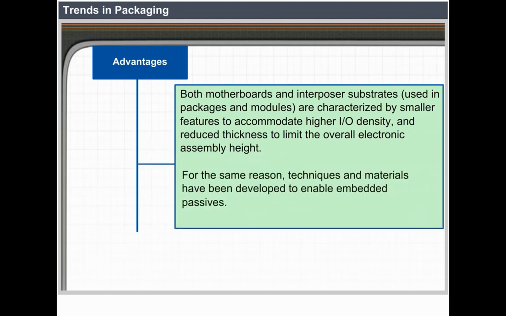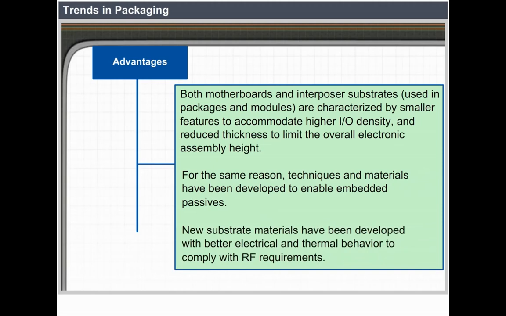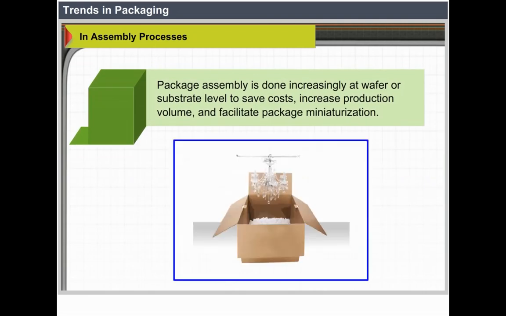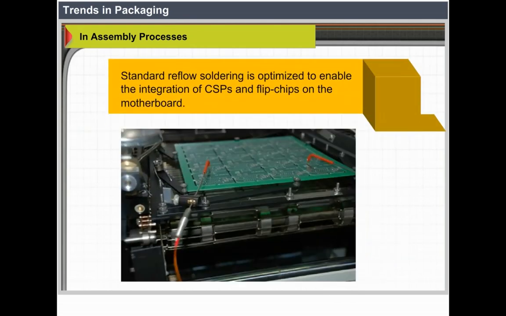For the same reasons, techniques and materials have been developed to enable embedded passives. New substrate materials have been developed with better electrical and thermal behavior to comply with the RF requirements. In assembly processes, package assembly is done increasingly at wafer or substrate level to save costs, increase production, and facilitate package miniaturization. Standard reflow soldering is optimized to enable the integration of CSPs and flip chips on the motherboard.